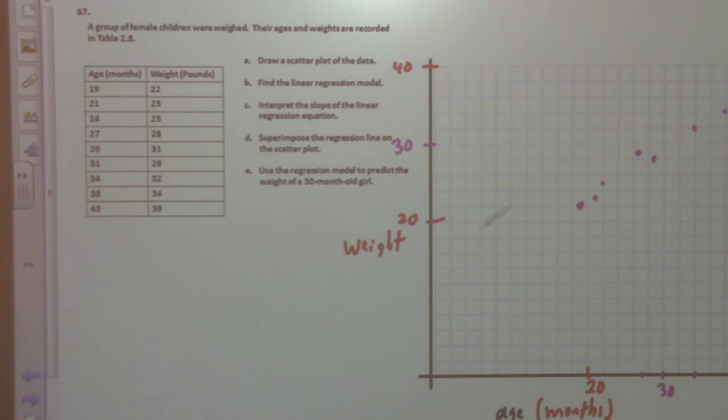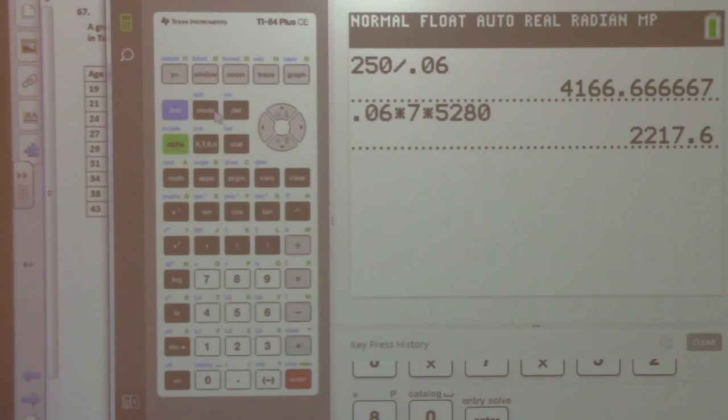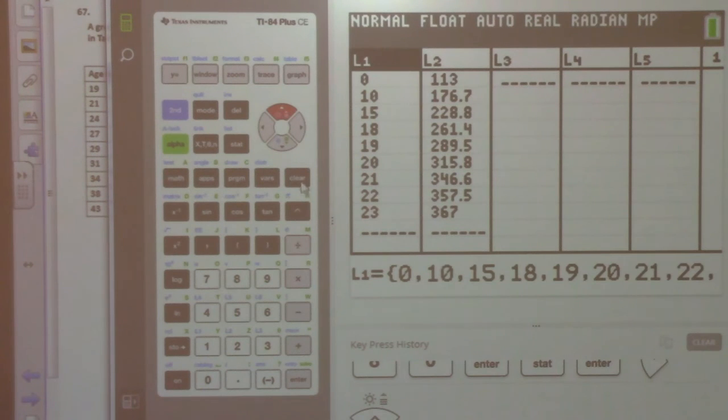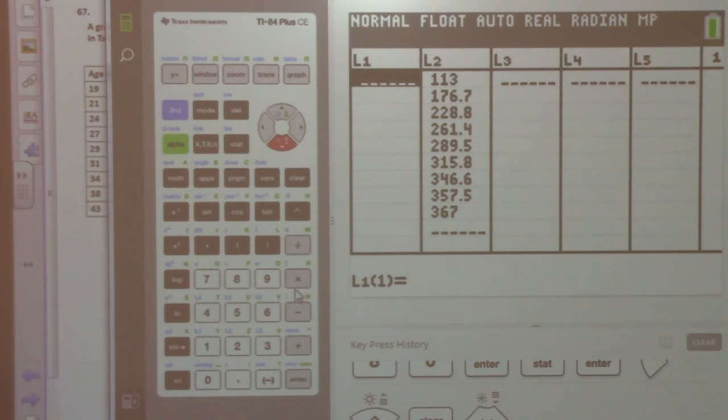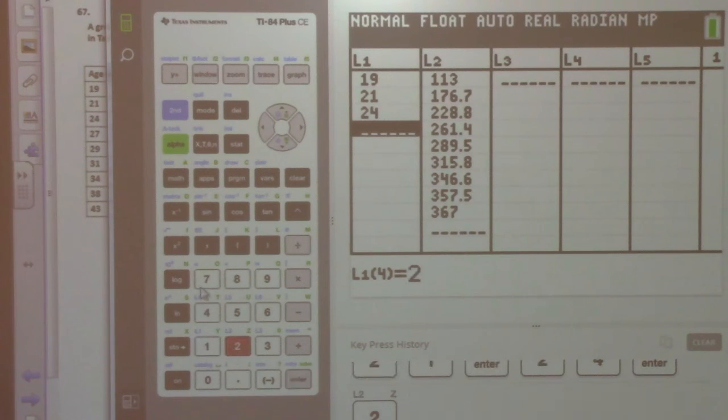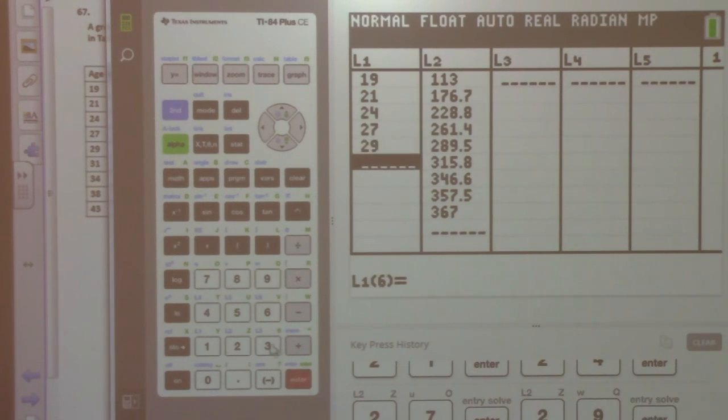When you graphed that in your calculator, did it look about like that? Yeah. Okay. So calculator, stat, edit, and again, clear down. 19, 21, 27, 29, 31, 31. Next will be 34, 38, 43.